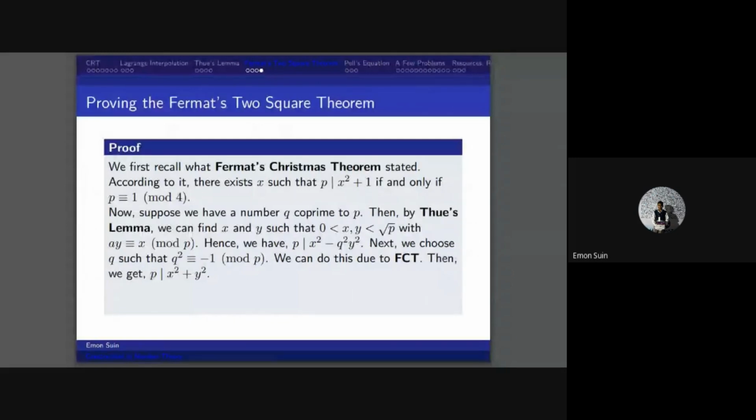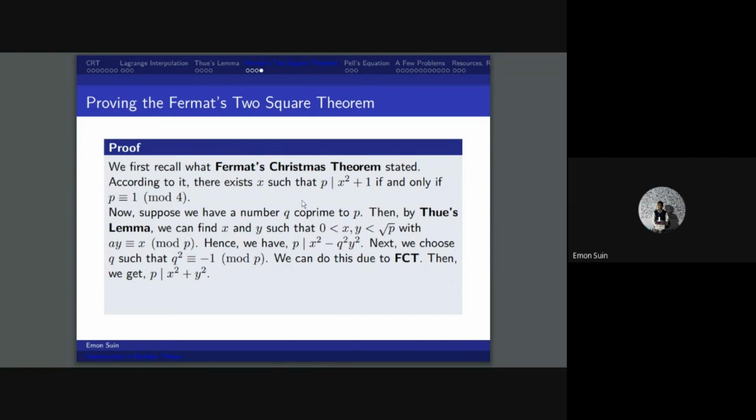Also, one thing: why can we take this q in such a way that q square is congruent to minus 1 mod p? This can be understood from Fermat's Christmas theorem, that p divides q square plus 1. Got my point? So that is why we can say that such a q exists. So from this and from p divides x square minus q square y square, we have that p divides x square plus y square. So everyone got this, I guess.